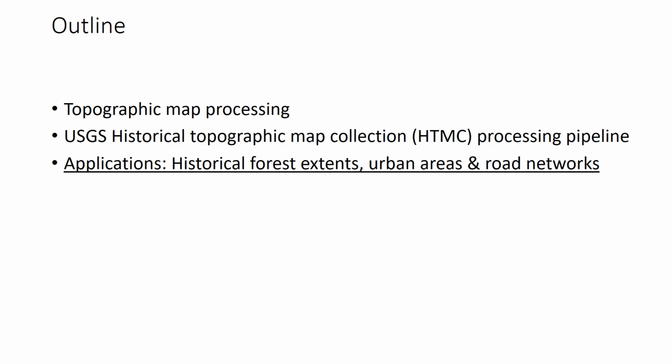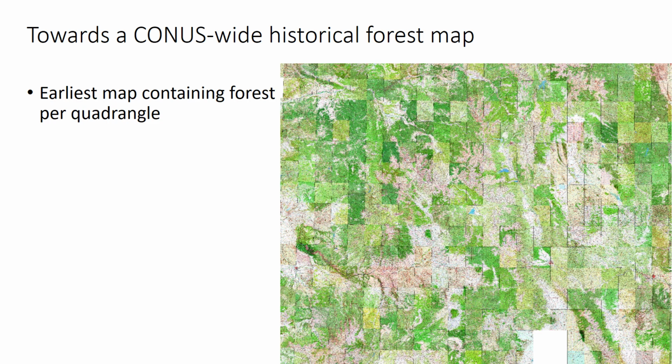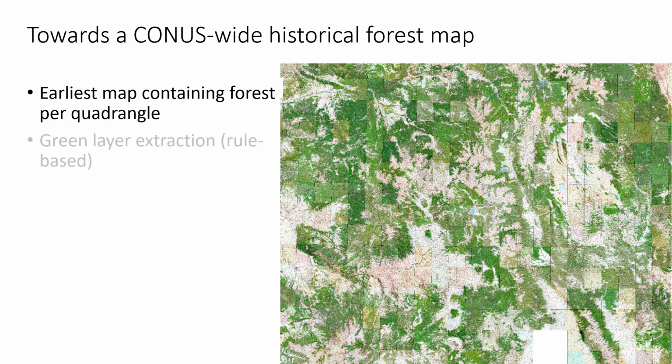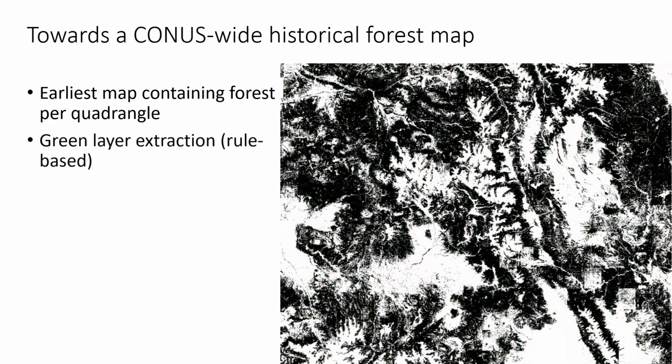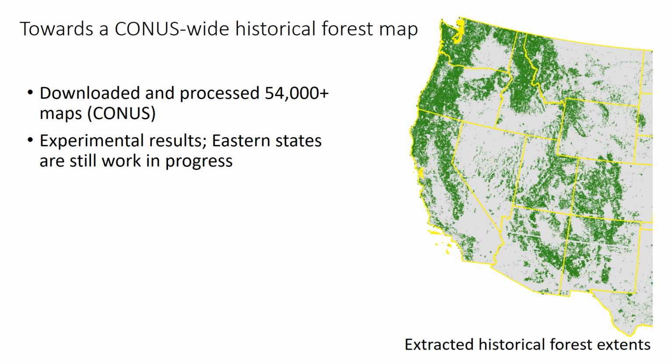Historical forest extents are an exemplary application of our processing pipeline. So the goal is to generate a CONUS-wide historical forest map. What we did was query and download the earliest map containing forests for each quadrant. From each of these map sheets, we've done this for over 50,000 map sheets, CONUS-wide. This is still work in progress, so I can only show the results for the western states. So this would be the extracted historical forests layer.